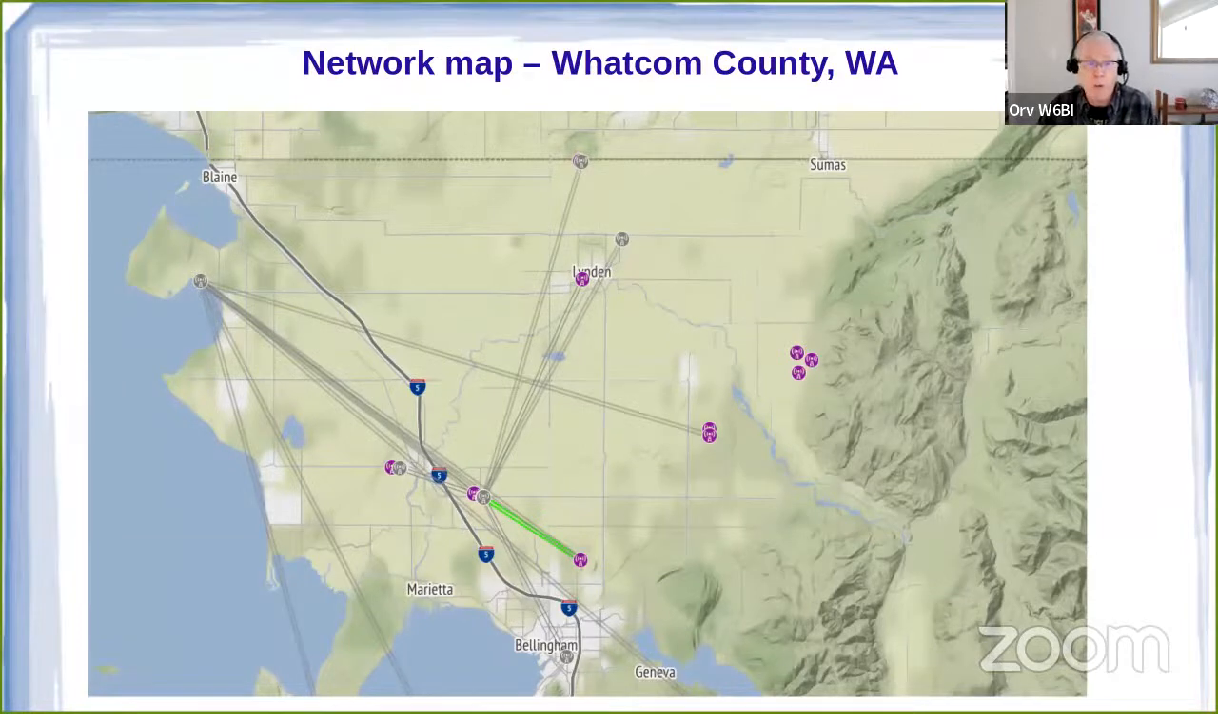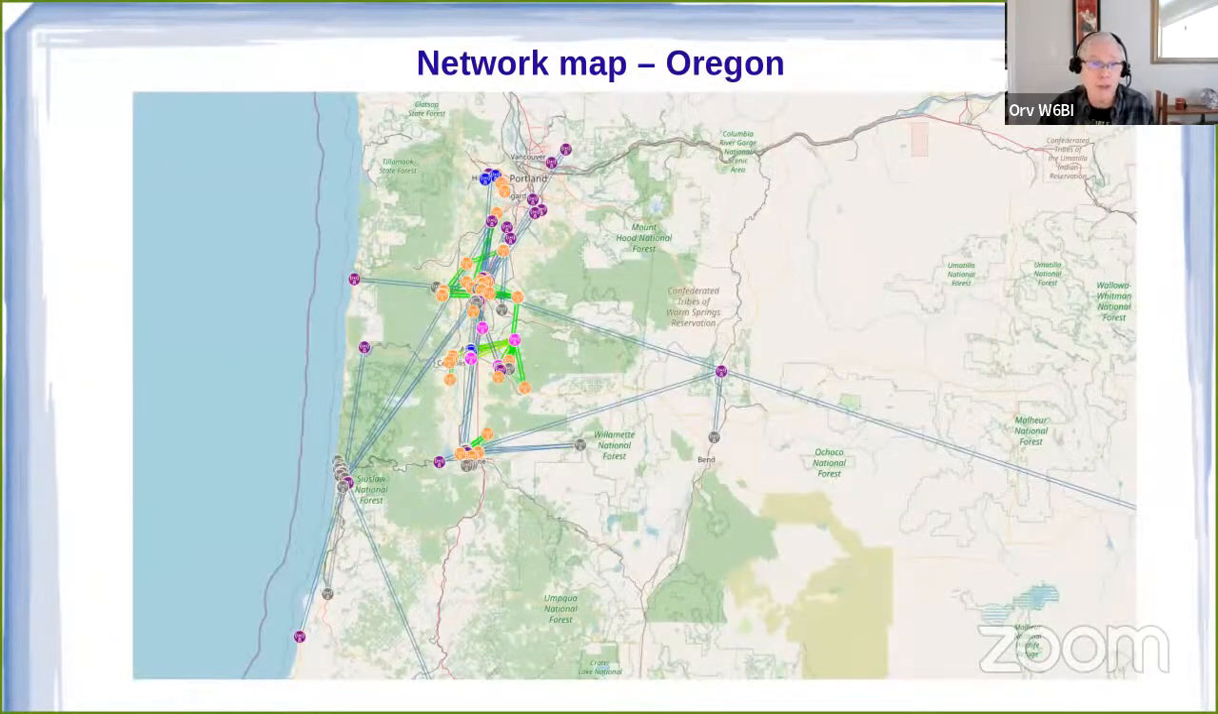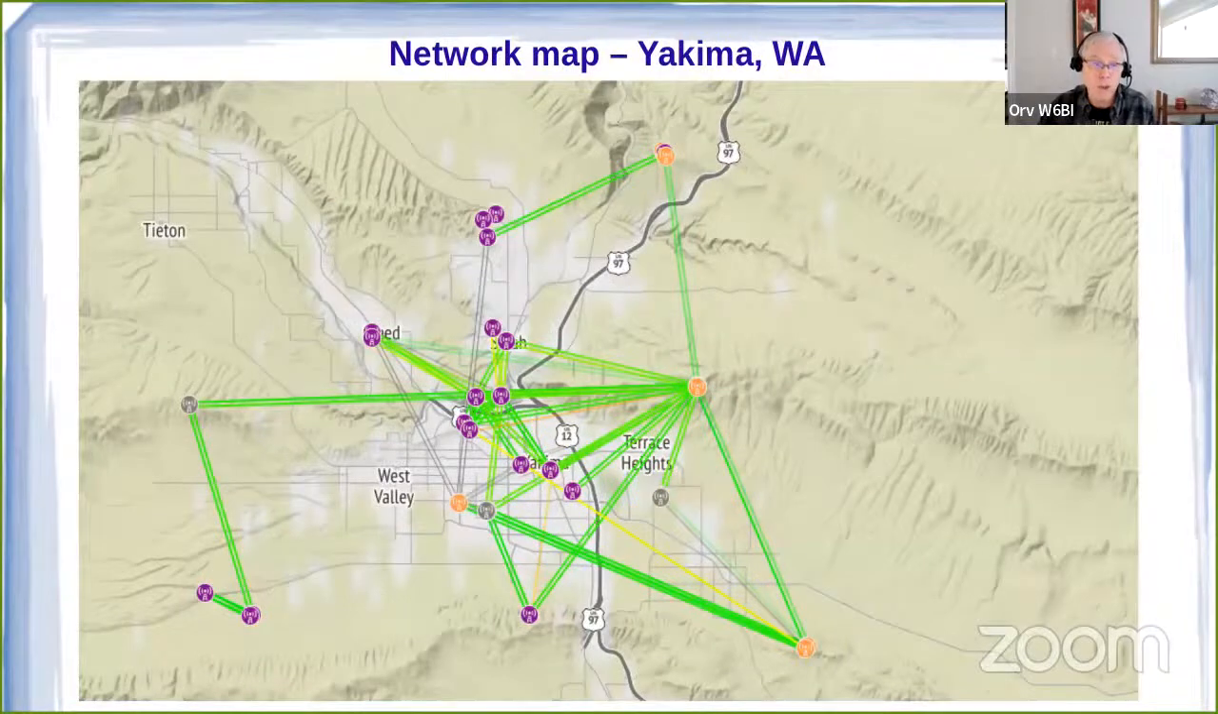This is Washington. They've only been up a few months. Oregon's coming along real nicely. If you're interested in the colors, orange is 5 gig. Purple is 2 gig, blue is 3 gig, and the gray ones are no gig because there's a need for that too. Anyway, Yakima, Washington, he's doing a real good job.